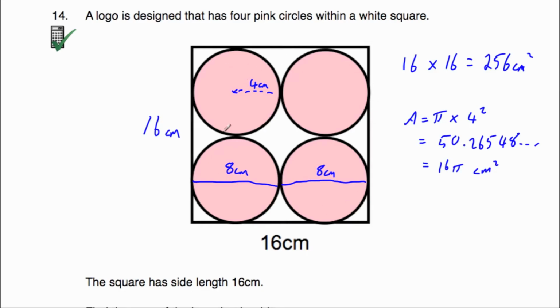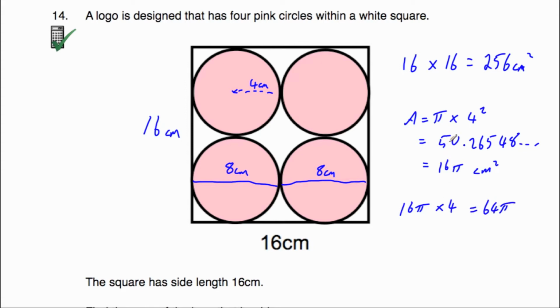Now there's 4 circles, so if we take our 16 pi and we times that by 4, we'll find the total area of those 4 circles. You could take your 50.26548 and so on and times that by 4, and you'll get the same answer. So multiply by 4 would be equal to 64 pi.